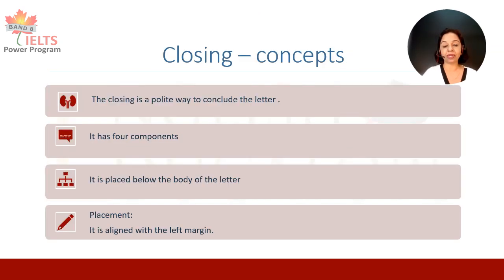Now we are reaching the last part of understanding the structure of letter writing, which is the closing, the major last part. So what are the concepts of the closing? The closing is a polite way to conclude your letter, and it has four components. You will see that it will be written one by one in the letter. It is also placed below the body of the letter, and it is aligned on the left margin. So remember that all parts of letter writing are aligned on the left margin, not like the traditional way of leaving a two-finger indent and then starting your paragraph.